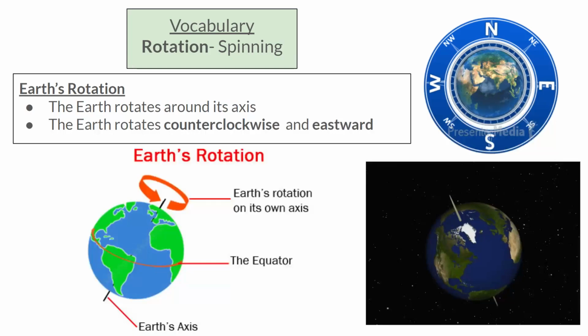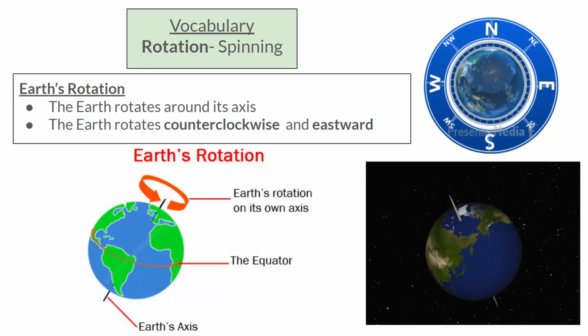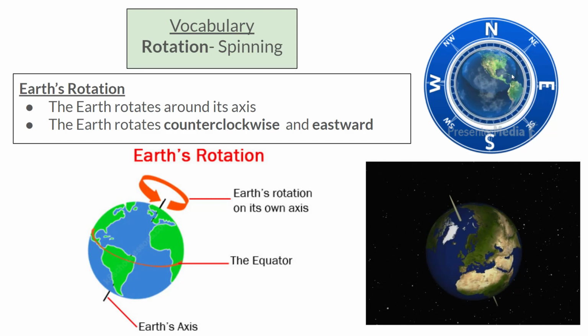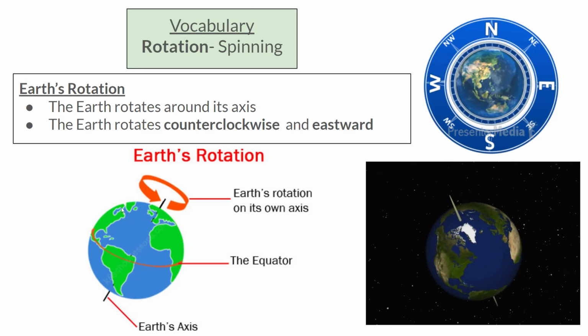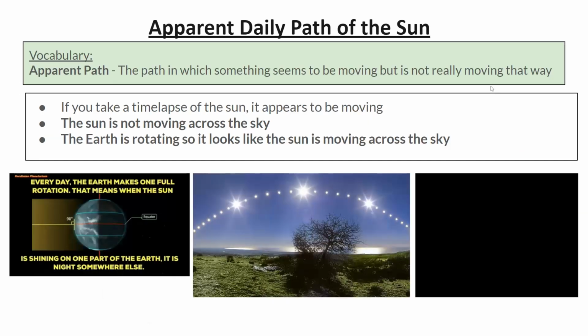Hi everyone. Today we're going to be talking about the sun's path. So let's get started. First, let's recap on some vocabulary. Remember, the Earth rotates, and rotation means spinning. And we already talked about the Earth rotating counterclockwise or towards the east side, kind of like this.